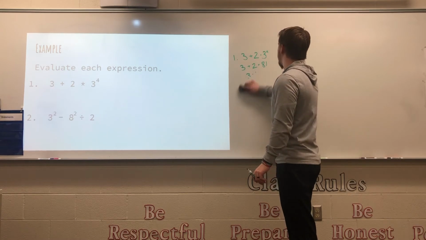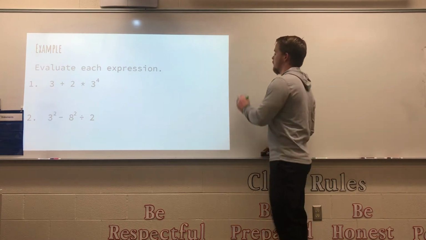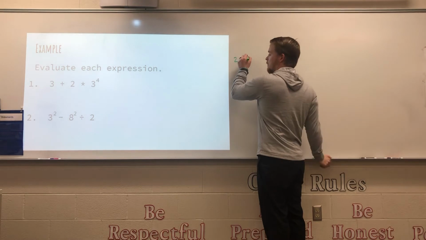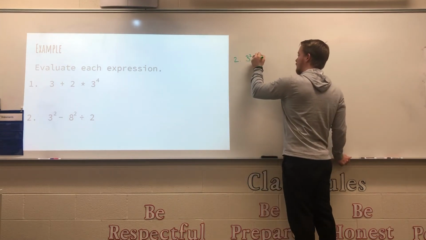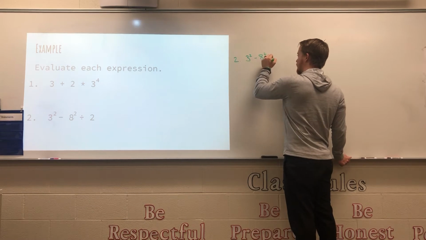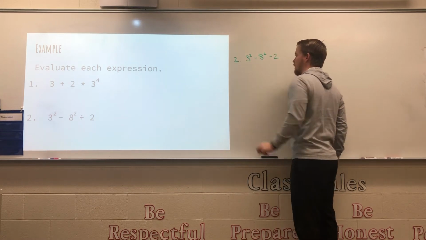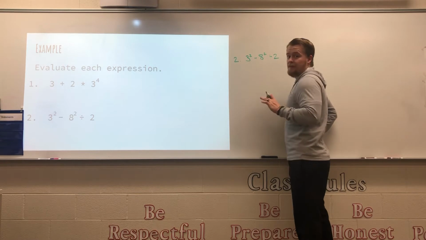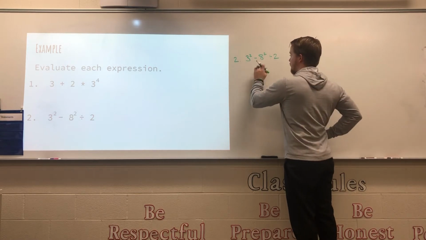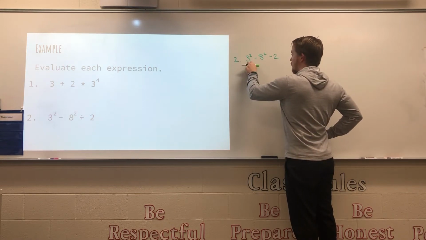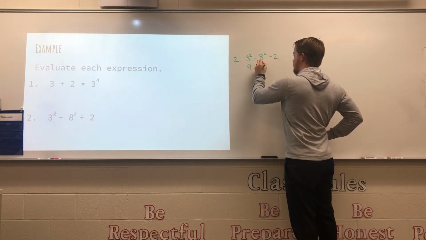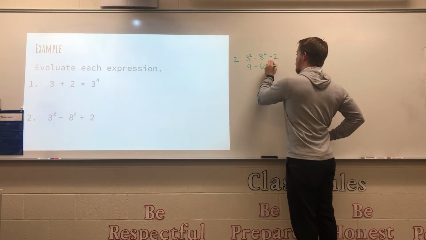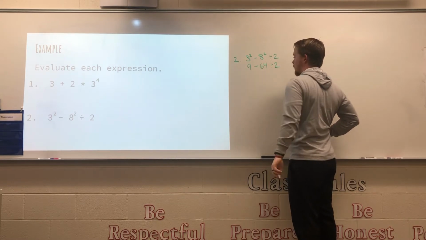Okay, let's look at the second one. We have 3 to the 2nd minus 8 to the 2nd divided by 2. So again, first thing you should simplify is your exponents. We have 2 sets of exponents here, so I'm going to do both in the same step. 3 to the 2nd is 9. 8 to the 2nd is 64. Bring down the minus between them and then divide by 2.